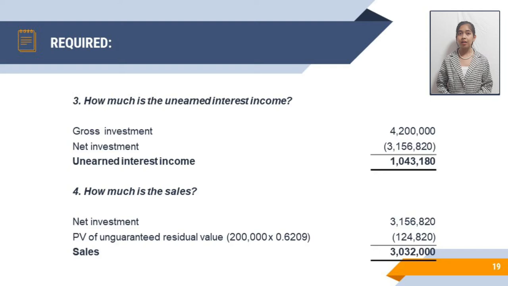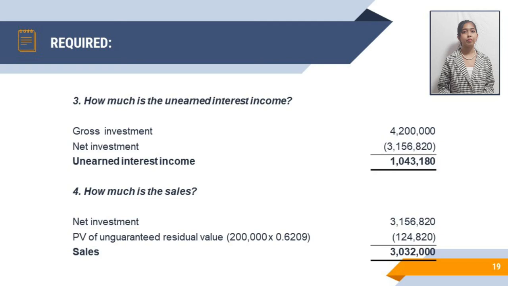First, in sales, the total of it will be net investment less the present value of the unguaranteed residual value. Therefore, 3,156,820 minus the 124,820. Yung amount na yan is nakuha dahil pinag-multiply yung 200,000 at 0.6209. As of that, the total sales will be 3,032,000.